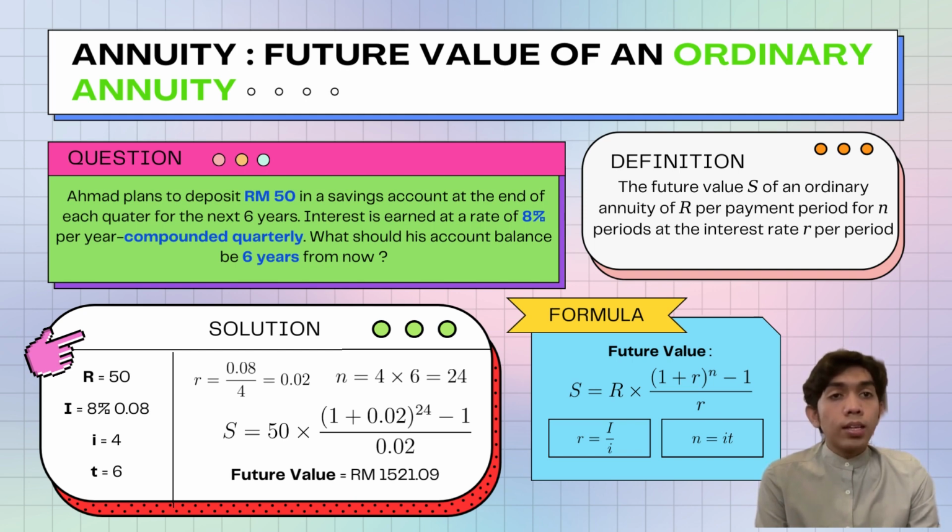And the lowercase t is 6 because of the 6 years. So, how do we get the answer? After inserting all the items in the formula given, the future value is RM1,521.09.